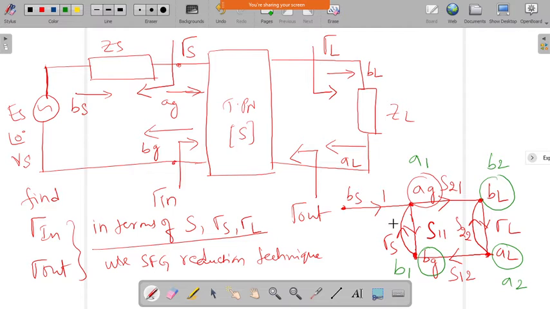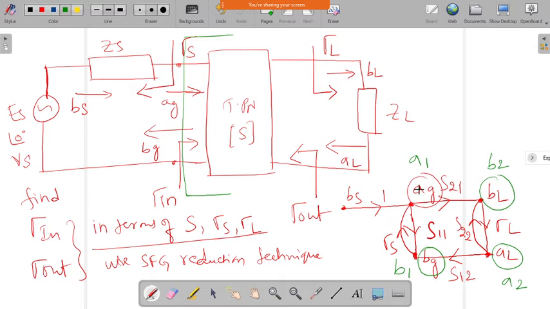Now if I want the input reflection coefficient using this signal flow graph, we have to exclude gamma S, because gamma S is the reflection coefficient looking at the source side. So now we have to look only from this point of view.